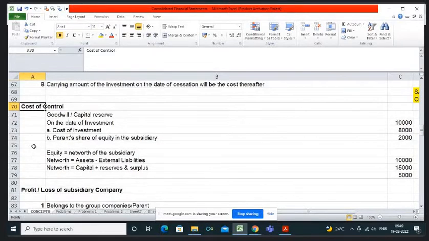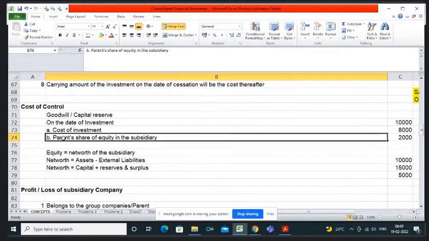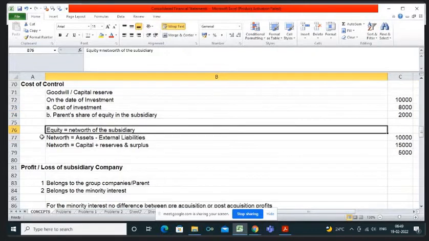How to compute the cost of control? The cost of control may be goodwill or capital reserve. This has to be computed as on the date of investment. We compare two things. One is cost of investment and second is parent's share of equity in the subsidiary. So we have seen that by definition, equity means net worth of the subsidiary. There are two approaches. One approach is assets minus external liabilities. The second approach is capital plus reserves and surplus. So in both ways, you can find out the equity.